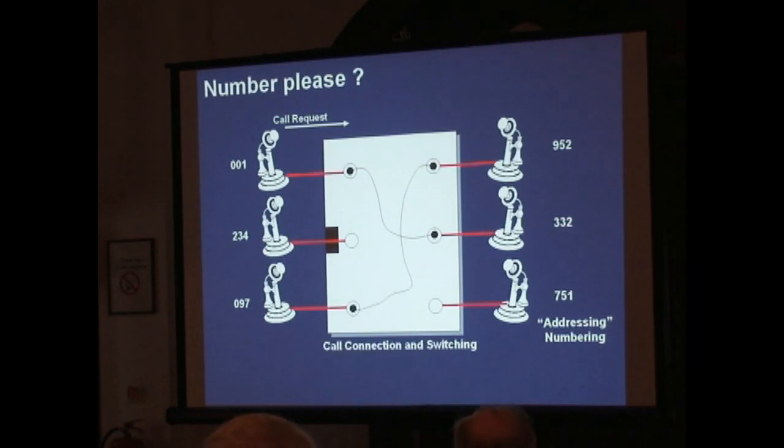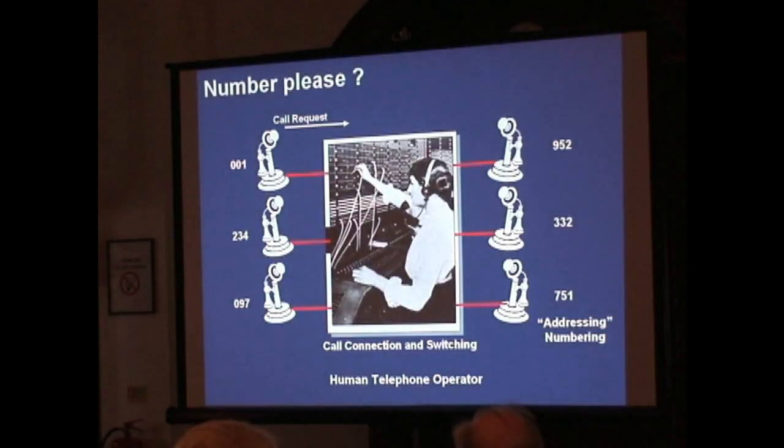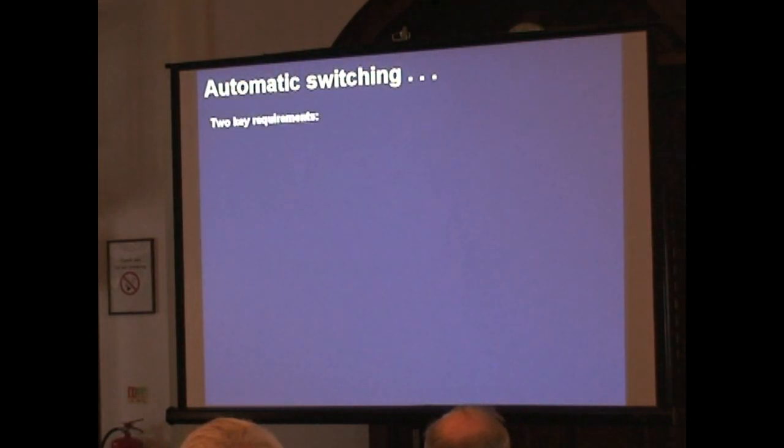And so we are challenged with the requirement to connect calls and to switch the network between the calling and receiving instruments so that we can effectively get the two things talking together. And how was this achieved? Well, of course, it was achieved in the early days by these wonderful people, the human telephone operators. And that is how most of the calls were handled for many years. But then there's an apocryphal story leading to the development of automatic switching.